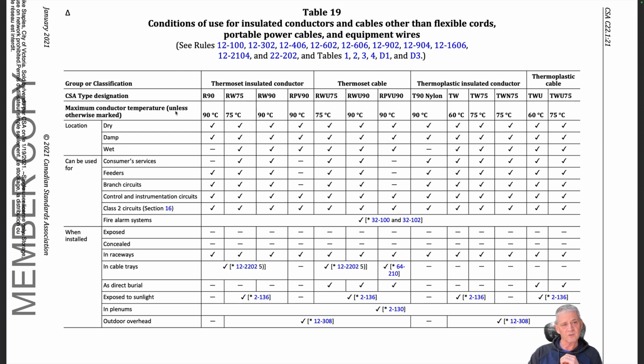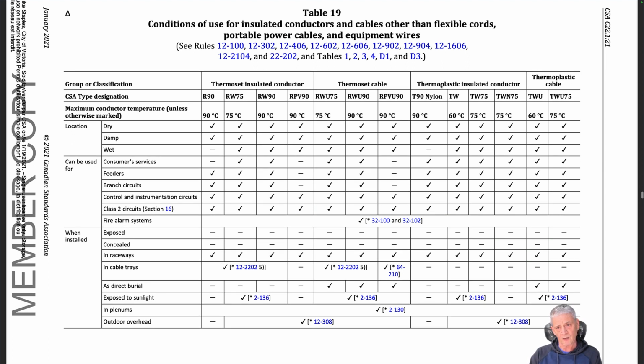Now, okay, let's go down to the next row, maximum conductor temperature. So an R90 is good for 90 degrees C, an RW75 is good for 75 degrees C, and an RW90 is good for 90 degrees C. All pretty standard. So, having said that, this top 3 rows is really about the conductor and its manufacturing type and its designations.